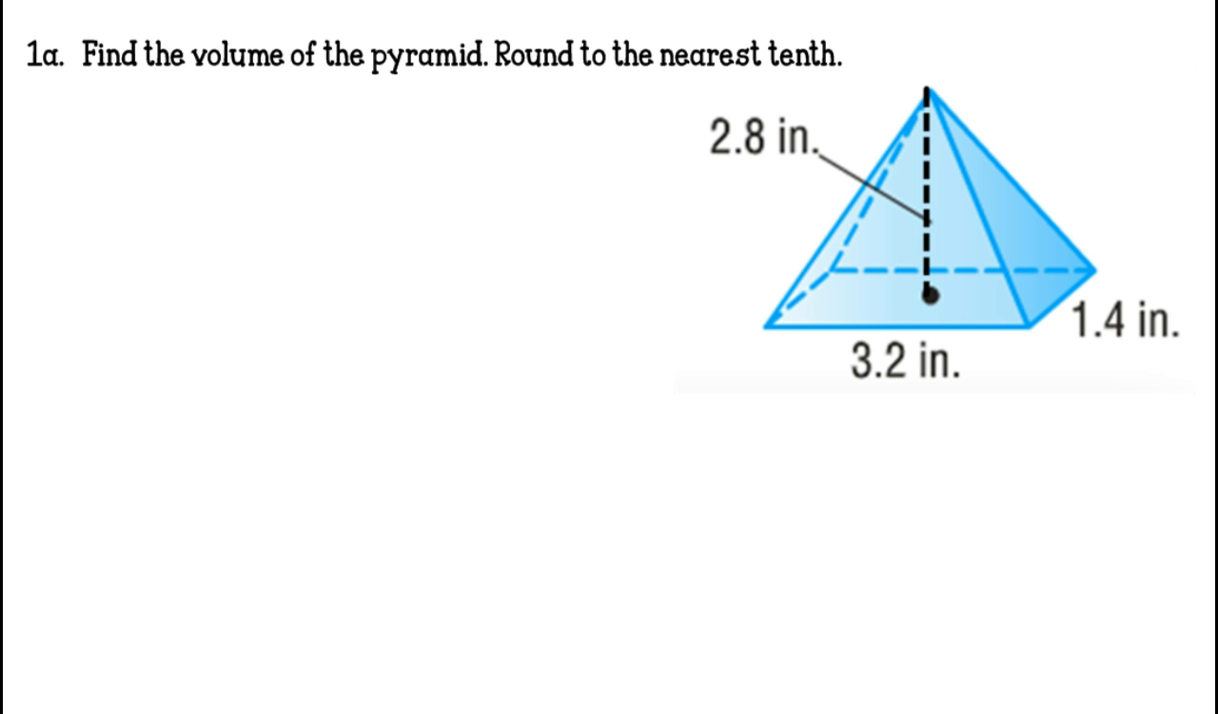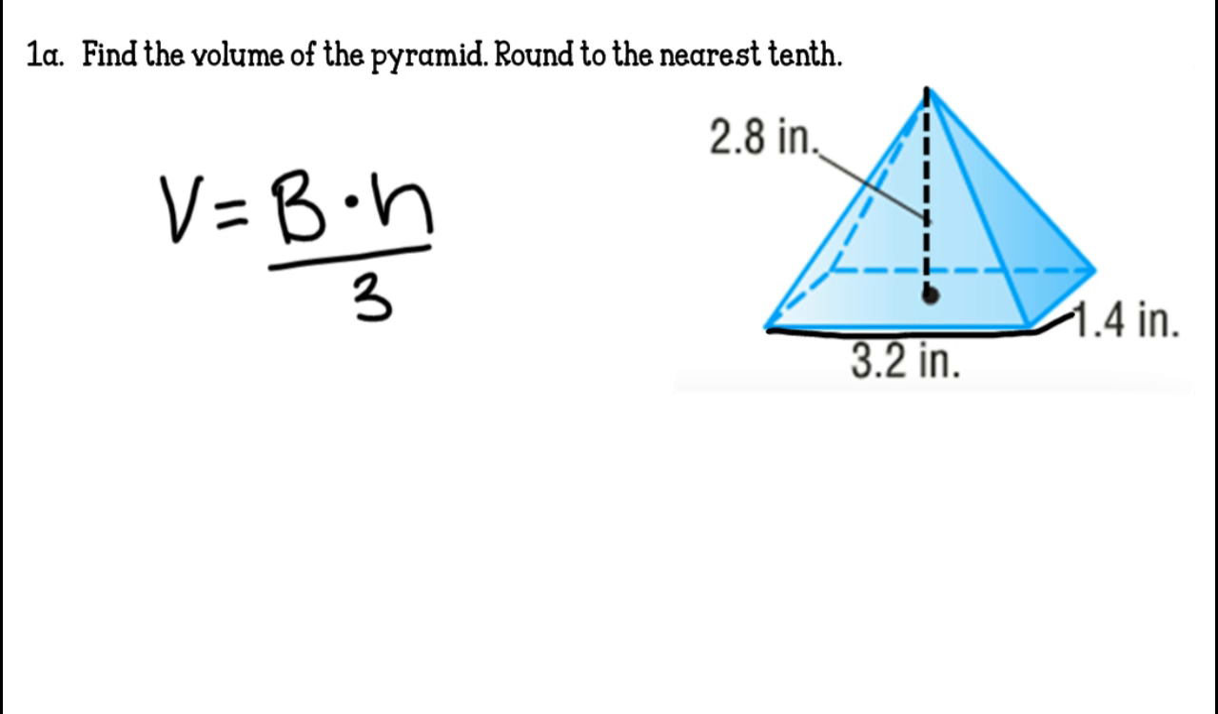Volume of pyramids. Find the volume of the pyramid, round to the nearest tenth. So I'm going to write out my formula. Volume equals the area of the base times the height divided by 3. The area of the base I'll find by taking 3.2 times 1.4. So I'm going to go ahead and do that on my calculator. I'm going to write this off to the side. Area of the base is 3.2 times 1.4.